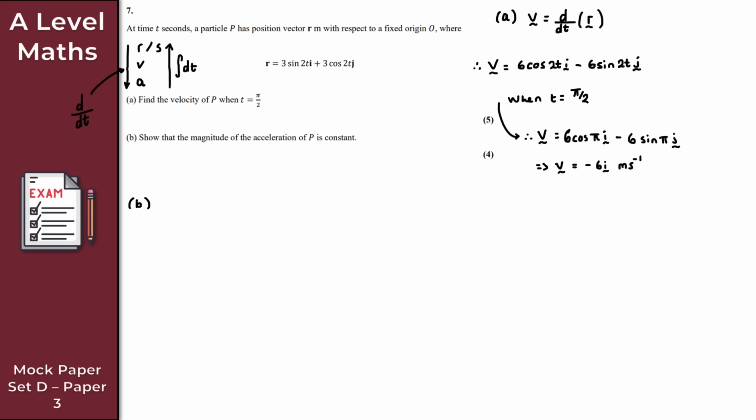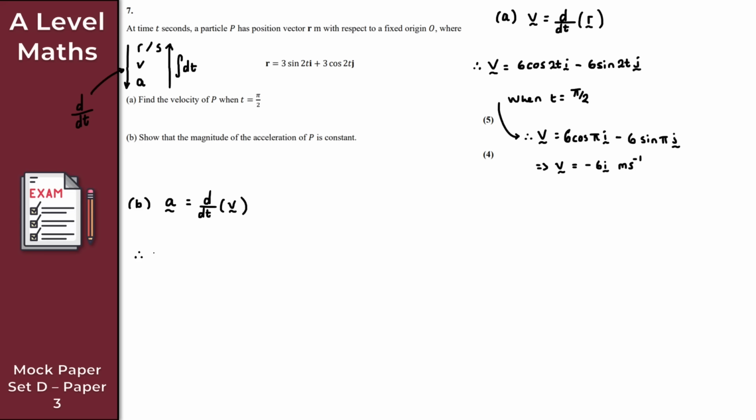So for part B then, it says, show that the magnitude of the acceleration of P is constant. So for the acceleration vector here, that is going to be the derivative with respect to time t of the velocity vector, right? So d by dt of the velocity vector. Let's just do this underneath then.